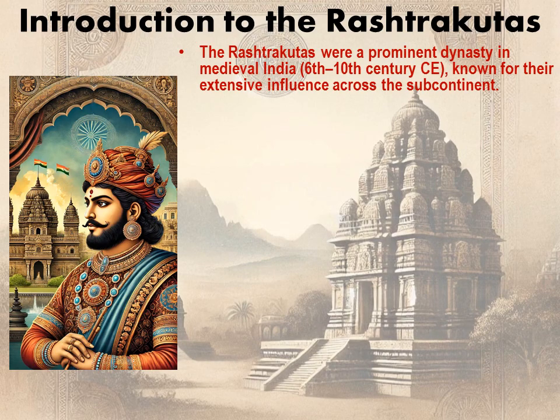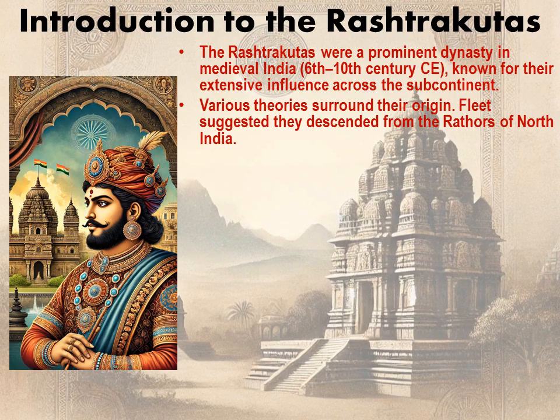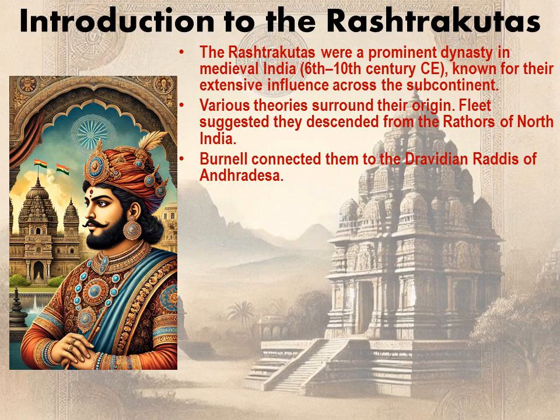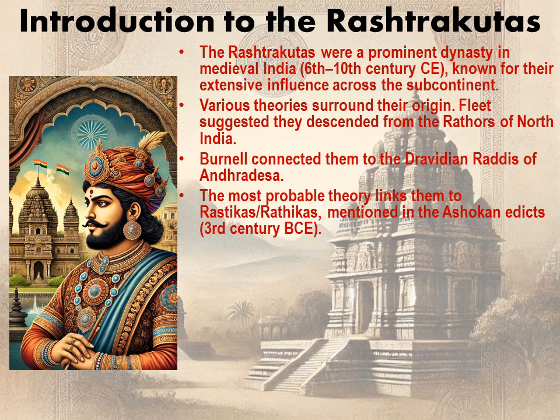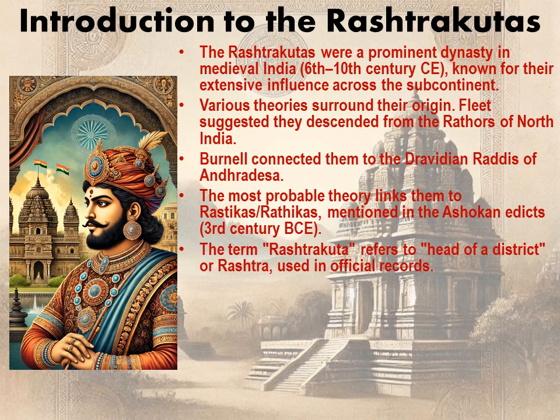Introduction to the Rashtrakutas. The Rashtrakutas were a prominent dynasty in medieval India, 6th to 10th century CE, known for their extensive influence across the subcontinent. Various theories surround their origin. Fleet suggests that they descended from the Rathors of North India. Bernal connected them to the Dravidian Raddis of the Andhra Desha. The most probable theory links them to the Rashtrikas or Rathikas mentioned in the Ashokan edicts, 3rd century BC. The term Rashtrakuta refers to the head of a district or Rashtra used in official records.